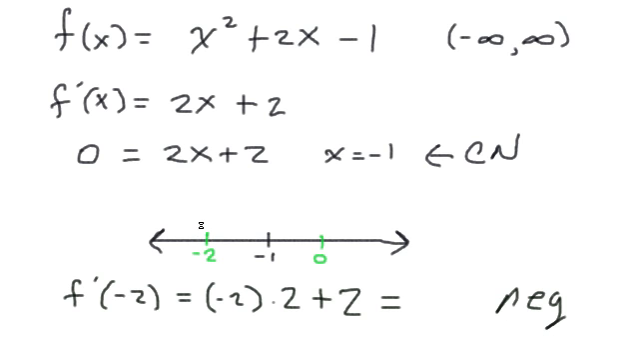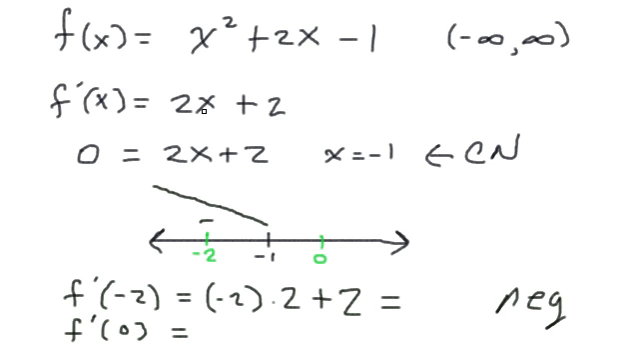So we're going to say that this is negative, and I'm going to draw a line indicating that the graph is decreasing between -infinity and -1. And then what we want to do is go ahead and plug in our other test point, which I said was 0.